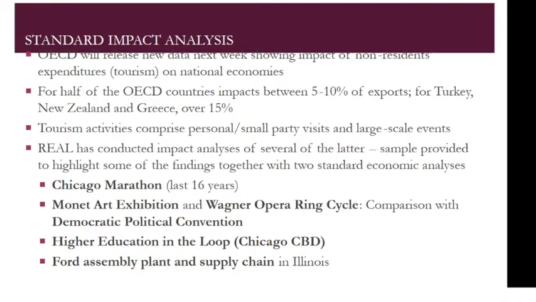And so for some countries, tourism income is one of the largest sources of export income. For half the OECD countries, it's between 5 and 10%. And for a few countries I've listed here, Turkey, New Zealand, and Greece, it's over 15%. So these are really very important to understand. Where do the tourists come from? Do they come regularly? What do they do when they are in the country? How can we enhance the economic impact?